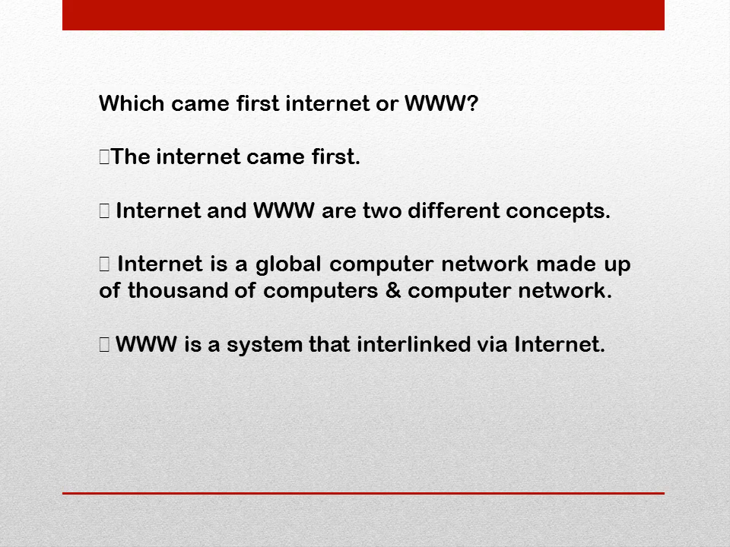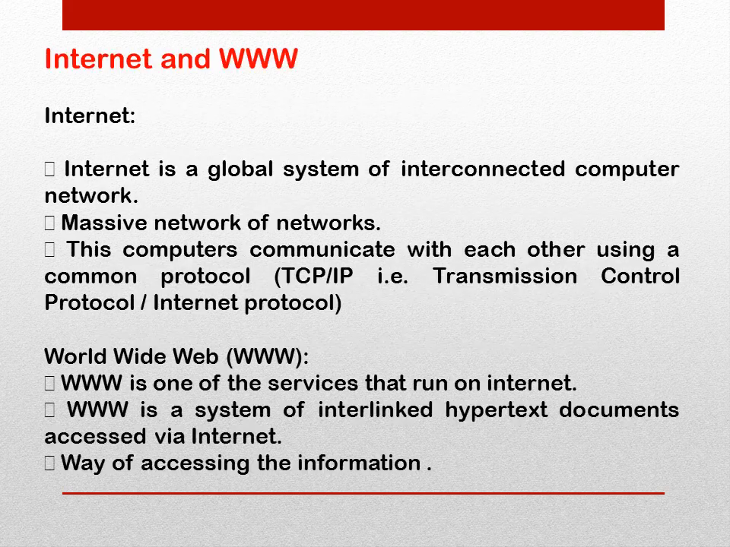So the internet is basically a global computer network made of thousands of computers and computer networks. But the WWW is a system that is interlinked via the internet. So this is the difference between the internet and the WWW. Always remember, the internet came first, and based on that, the WWW is interlinked via the internet.